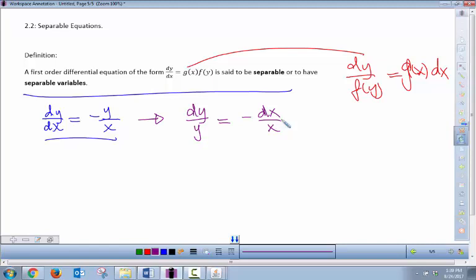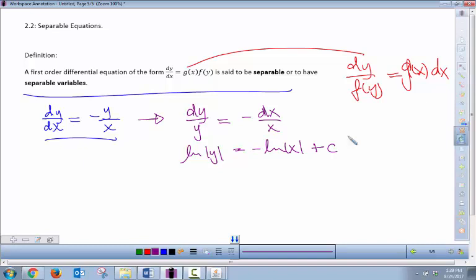Is that right? So let's take the antiderivative. So ln y equals negative ln x. Now, technically, when you take the antiderivative on the left side, you're going to get a plus c, and when you take the antiderivative on the right side, you get a plus c. But in general, since we know that there's two arbitrary constants that come out, we can put that as one arbitrary constant on one side, and that'll work just fine.